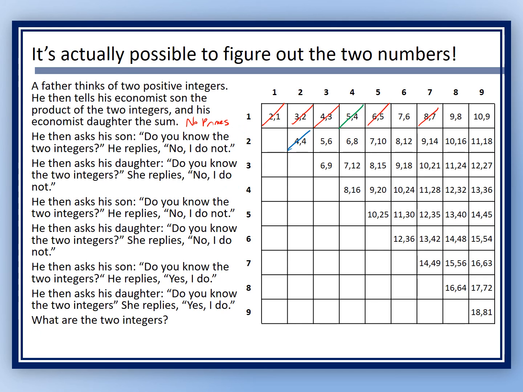Step 3. Step 4. Okay, actually, sorry. This is 3. This is 2. Now, then he asks his daughter again, do you know the 2 integers? Reply, no, I do not.